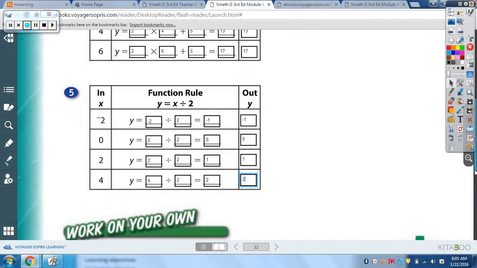So what have we done today? We've looked at input-output tables and how to use our independent variable. We've inserted our independent variable into our function rule to solve for our dependent variable. Or we've inputted x, used our input variable x to solve for our output variable y. We're going to use this information to do some further practice on pages 33 and 34 at a later time. But that is input-output tables.